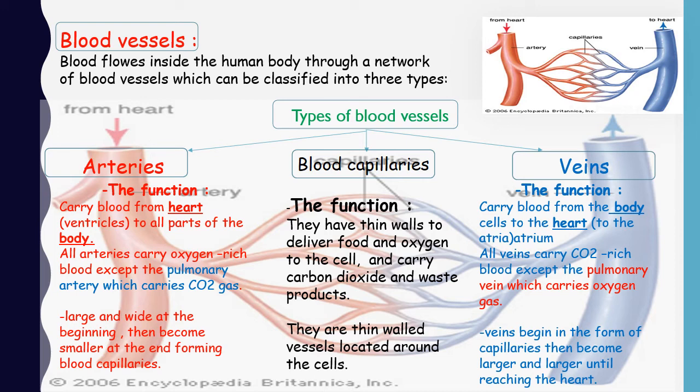Arteries are red because they carry blood rich in oxygen from the heart to all the body cells, except the pulmonary artery. Veins are blue and carry blood rich in carbon dioxide to the heart from all the body cells, except the pulmonary vein. Blood capillaries make a net around the cells and exchange food, oxygen, and waste carbon dioxide around the cells.